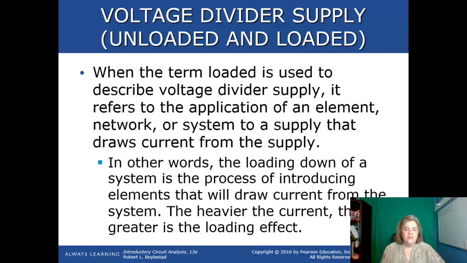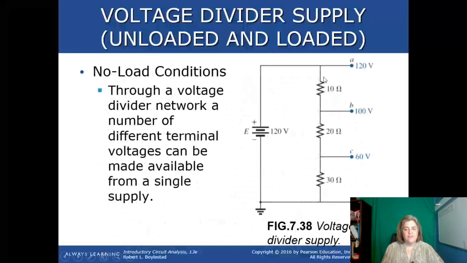Now let's talk about loading and unloading of a voltage divider. We talked before about how a divider circuit is series resistors. So in this case, if I have a 10 ohm, a 20 ohm, and a 30 ohm resistor in series with my 120 volt source, I should see 120 volts here at this point with respect to ground, and then I should see 100 volts here, because we should have a 20 volt drop there. And then we should have a 40 volt drop across the 20 ohm resistor, so we'll see 60 volts here, and then a drop of that 60 volts across the 30 ohm resistor.